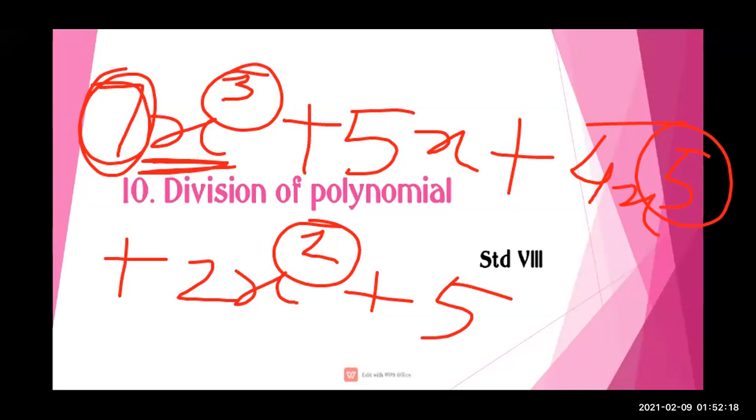Is it clear? Only 5. 4x raised to 5? No. Answer should be only 5. So you will write 5 is the degree of the polynomial. If you write 4x raised to 5, that answer will be wrong. So the answer must be only 5. Is it clear, everyone?